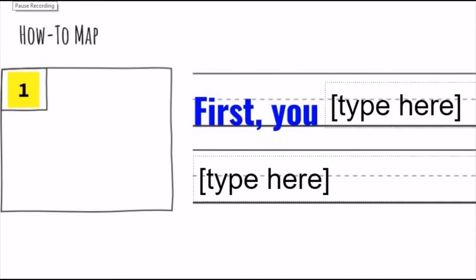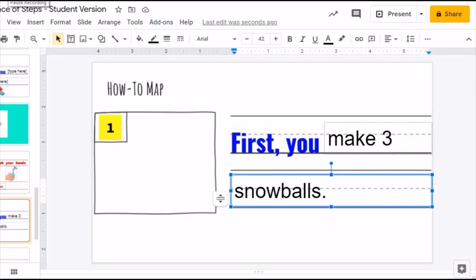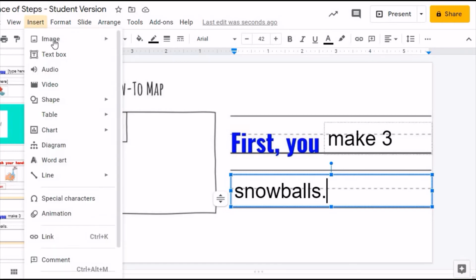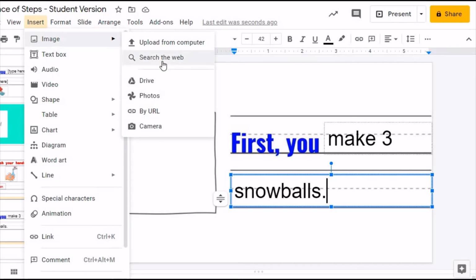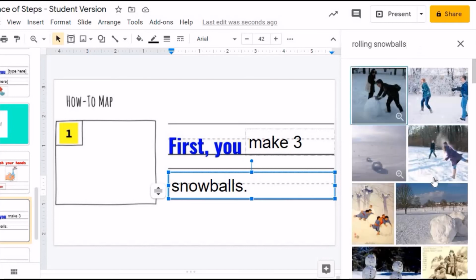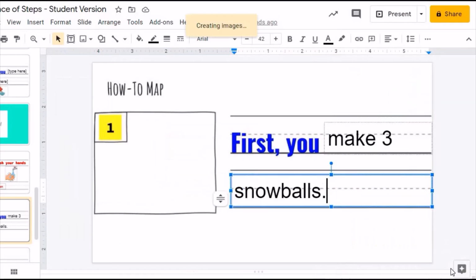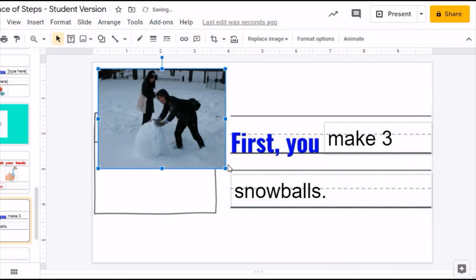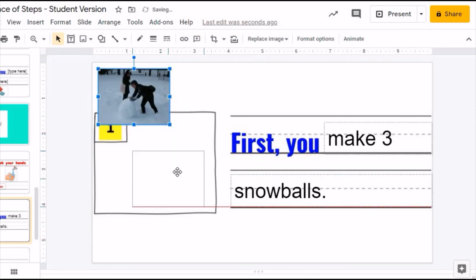Then students will repeat a similar activity where they will type out the 3 steps. The great thing about Google Slides is students can look for images directly through Google Slides. They click Insert, Image, Search from Web, and for this one, I'm going to look up rolling snowballs. This is a pretty good image, so I'm going to click that one and insert it into my Google Slides. And this is the image I will use for step 1.